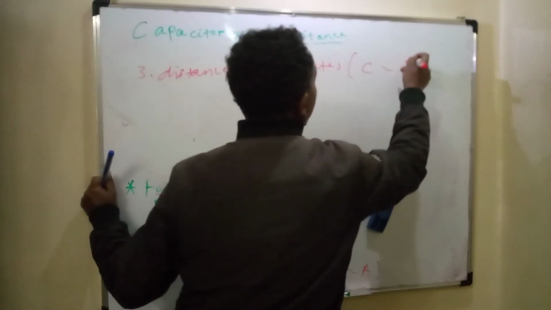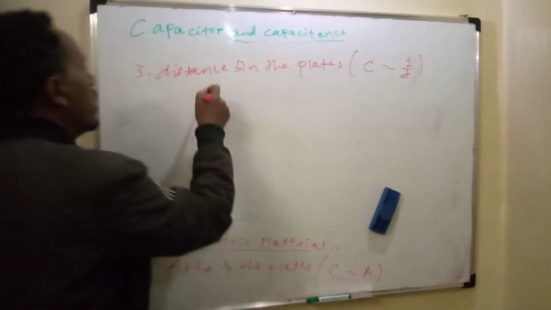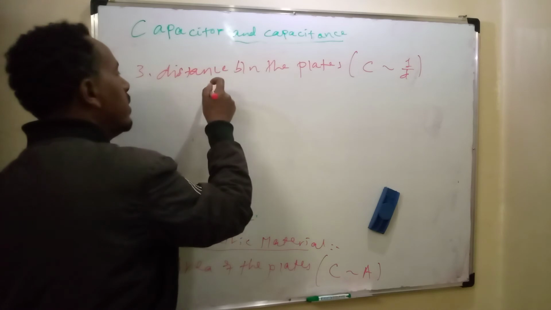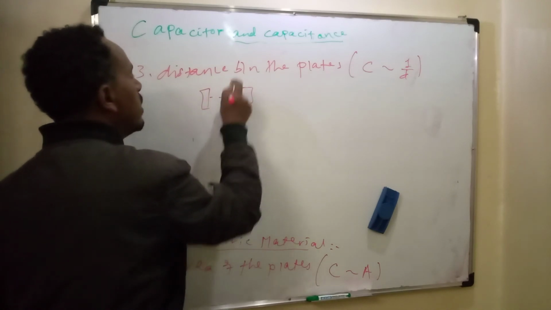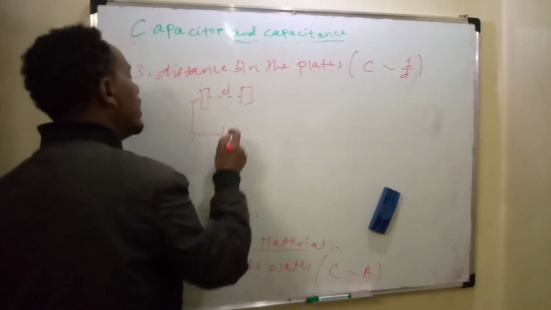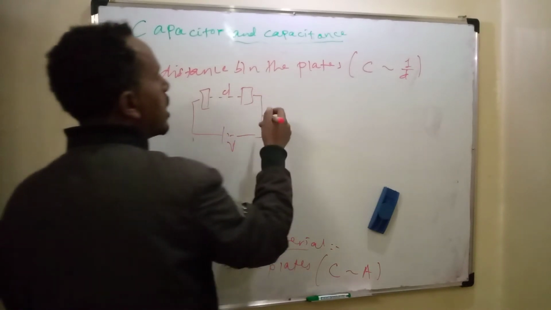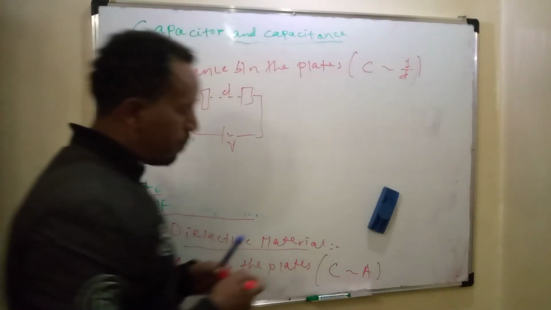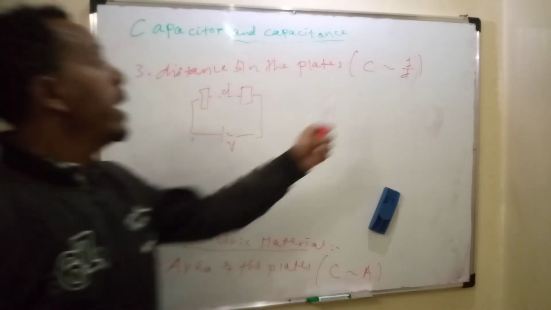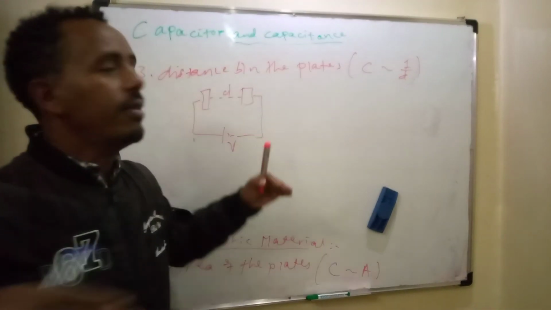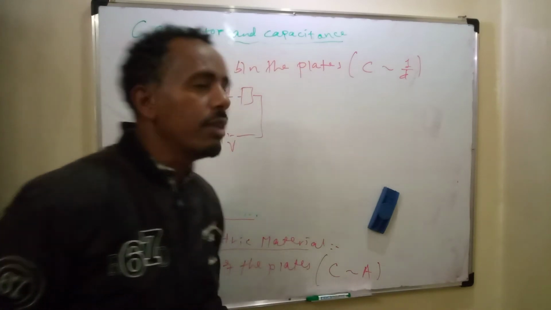Capacitance is inversely proportional to the distance between the two plates. For example, if this is plate 1 and another plate here, plate 2, this is the distance between them. Here a battery is connected to the circuit. Capacitance is inversely proportional to the separation between the two plates. When the distance between the two plates is increased, the ability of the capacitor will decrease.